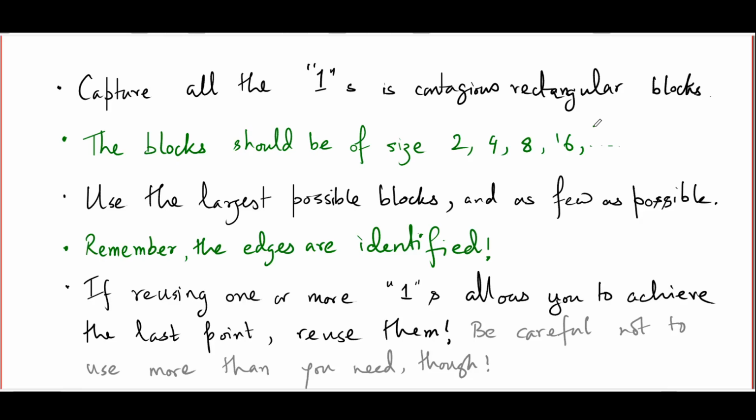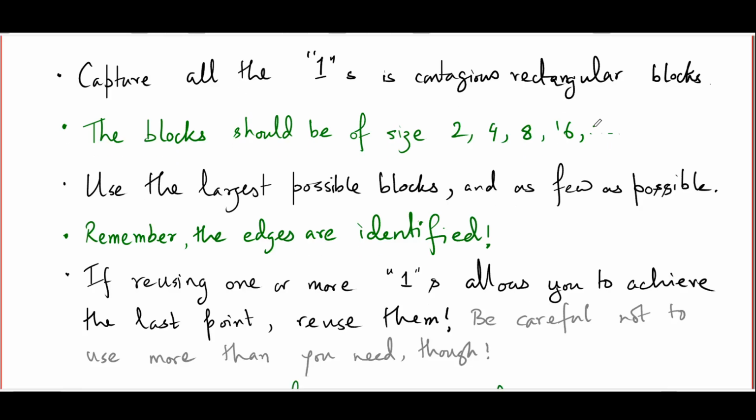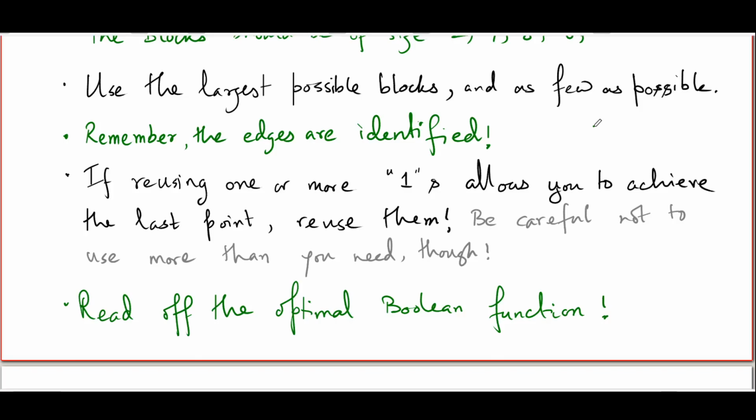But be careful not to use more than you need though. The important thing is you may repeat a square, but if all squares with ones in them have already been accounted for, you do not need to go further. That way you will only be adding extra terms which you don't really want. And once you have done that, you can immediately read off the optimal Boolean function for all of this.